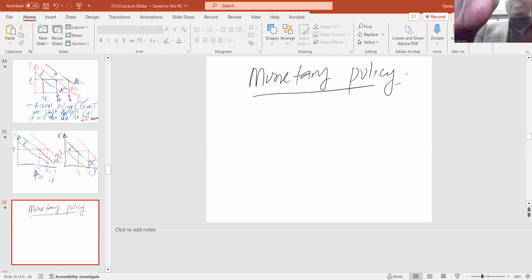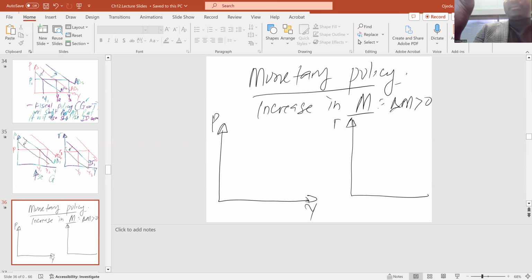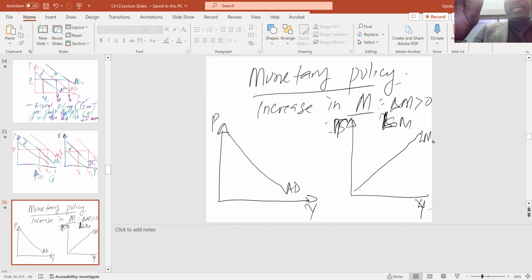So suppose the Fed increases the money supply, M, where the change in M is positive. This is going to shift both the aggregate demand curve to the right and the LM curve to the right. So you have your IS-LM framework, with interest rate and real GDP. Sorry, I'm talking about the LM because monetary policy affects the LM, not the IS. The LM curve is upward sloping.